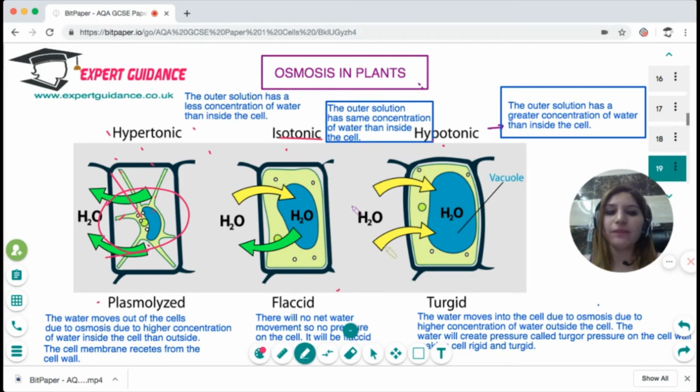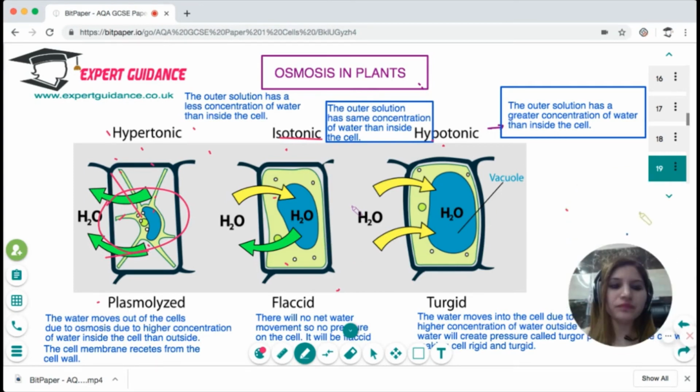and that makes the plant cell keep its proper shape. On the other hand, if we place it in an isotonic solution, it will have the same concentration of water outside and inside. So there's no net movement of water. As a result, no pressure will build up and the cell will be soft. So in the plant cell, there are three terms: turgid, plasmolyzed, and flaccid, and you need to remember these terms.